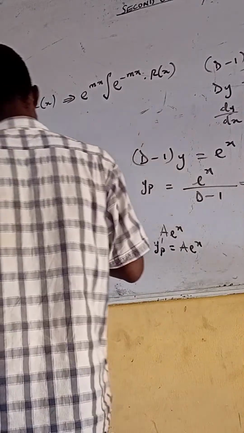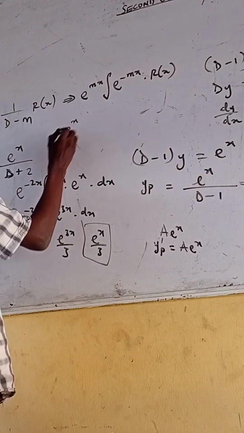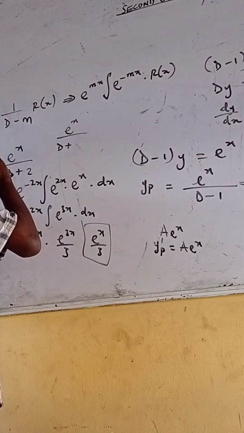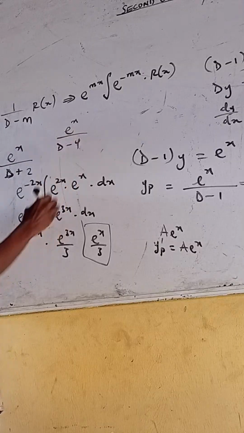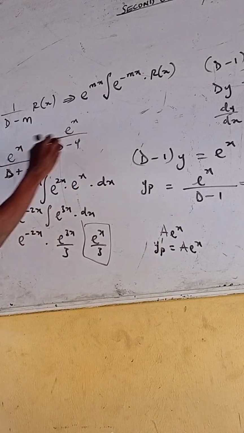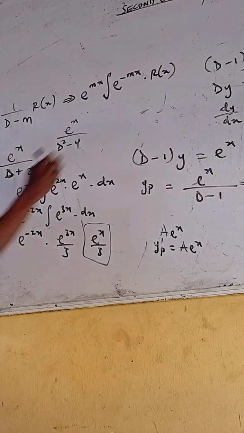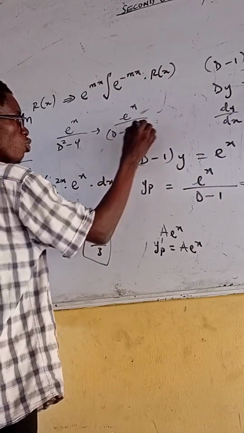Let me use another one. Please, there are a lot of things you have to memorize in this thing. e raised power x over D square minus 4. So what do we do for this one? You separate it. We now use partial fraction. So this is e raised to power x over D minus 2, D plus 2, right?